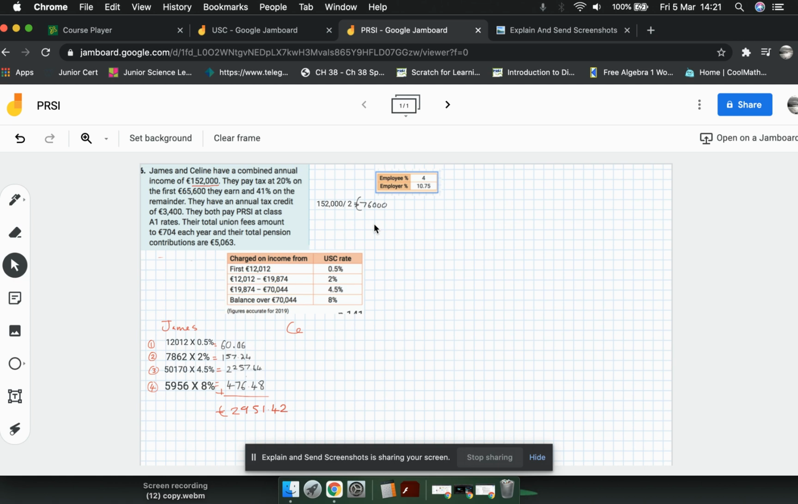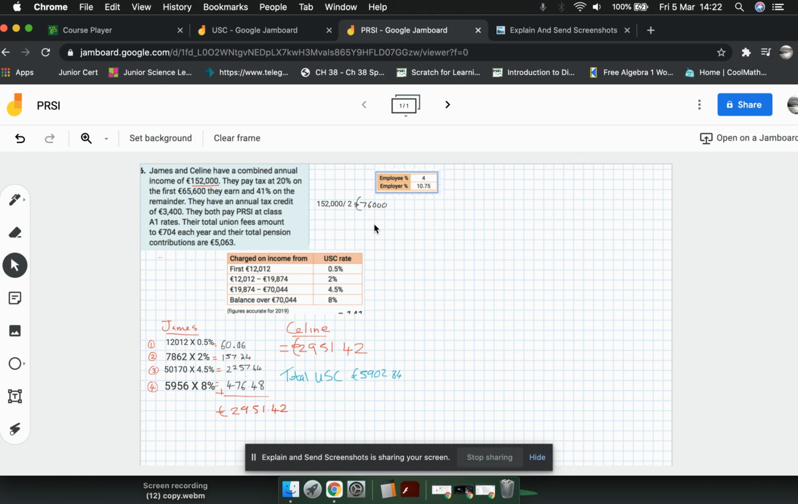total USC for the year, what I need to do is either add them up or I could multiply one of them by 2. So the value you get for this, and let's write in this is total USC for both Celine and James. That's going to be that number multiplied by 2, and I'm getting a value there of 5,902.84 euro.